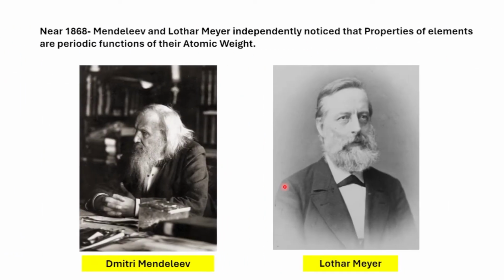So next, near 1868, Mendeleev and Lothar Meyer, these two renowned scientists, independently noticed that the properties of elements are periodic functions of their atomic weight. And then they independently tried to come up with their periodic table. But Mendeleev got most of the credit.